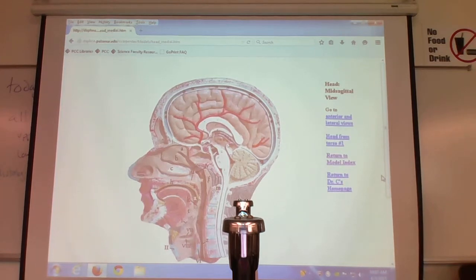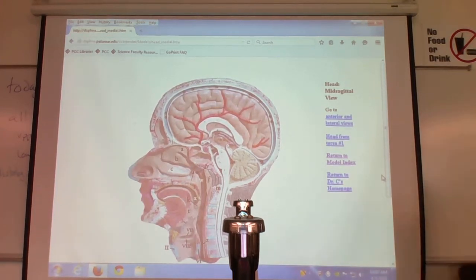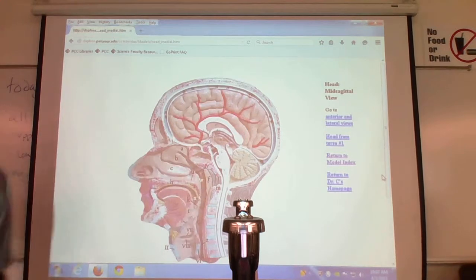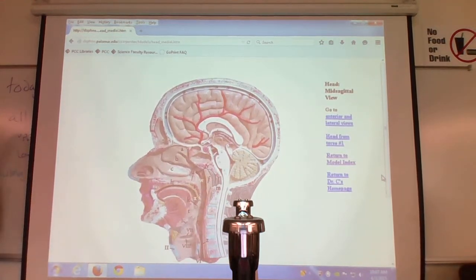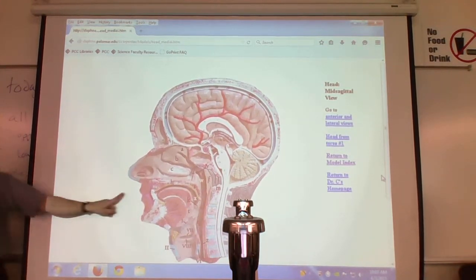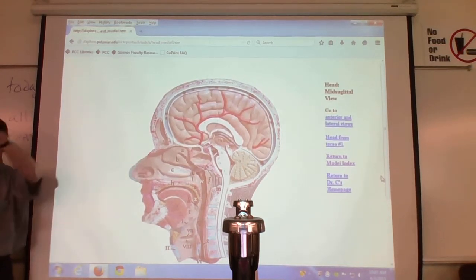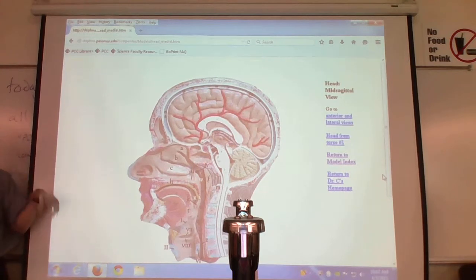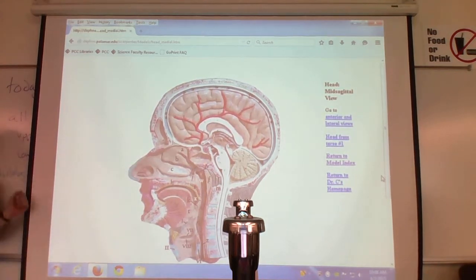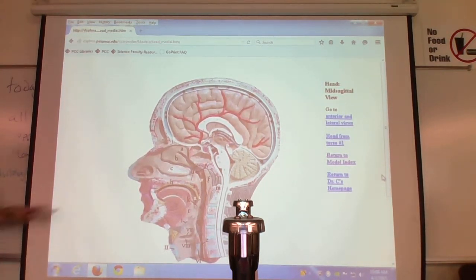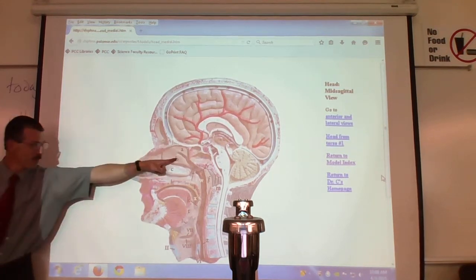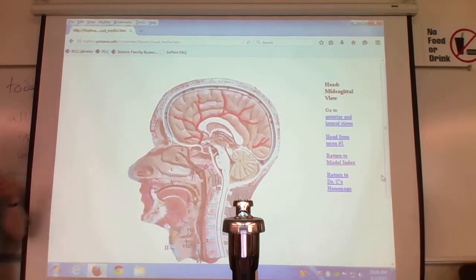Someone tell me on here where my external nares would be. What is that in English? That's your nostril. So what do you call this area where the boogers hang out? Vestibule. Vestibule means entrance. Okay, so what's A, B, and C? Concha, right? Which one's A? Superior. B? Middle. C? Inferior.